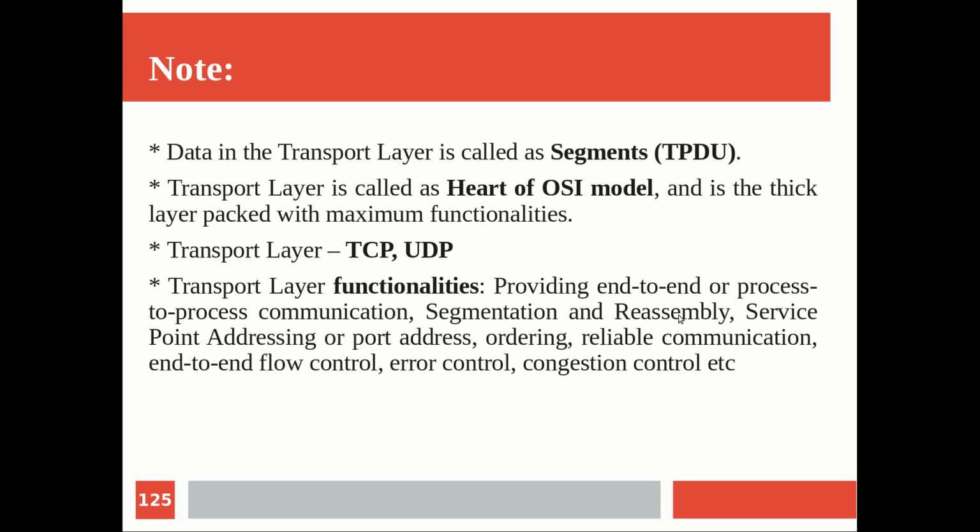Then segmentation and reassembly, and service point addressing or port addressing. Port address is otherwise called the service point address, because it is locating your service, right? An HTTP or SMTP service is uniquely identified by this port address. Then ordering by means of sequence numbers, if it is there. Reliable communication, again for connection oriented TCP kind of communication, which is reliable, but still we have unreliable variations. And end to end flow control, error control, etc.